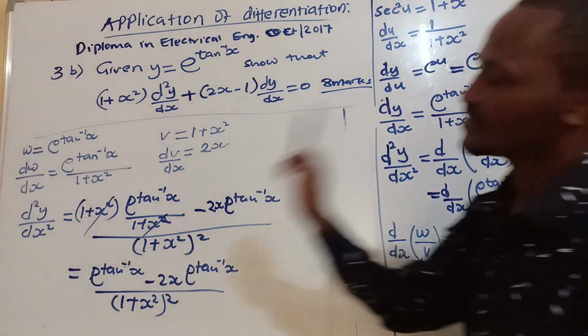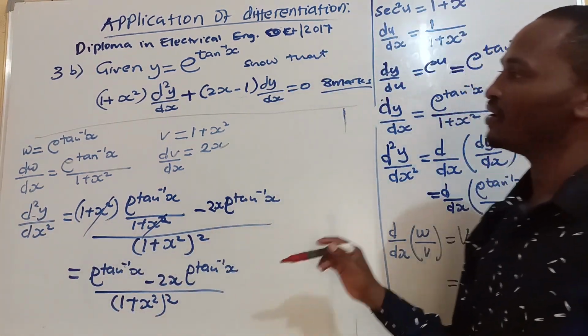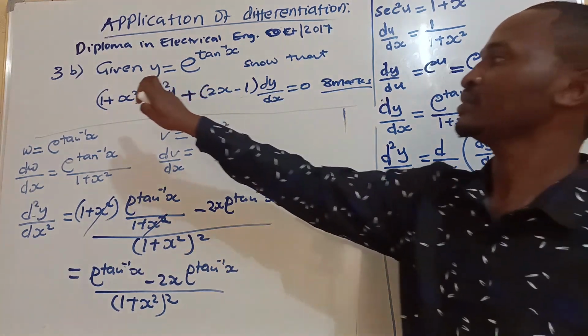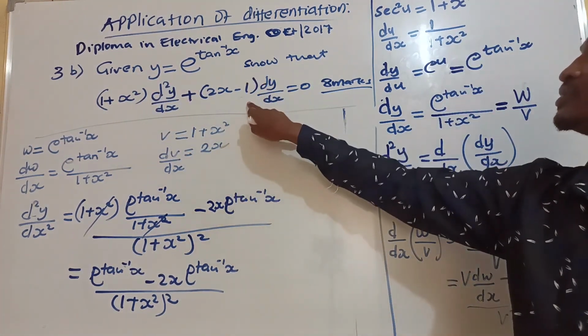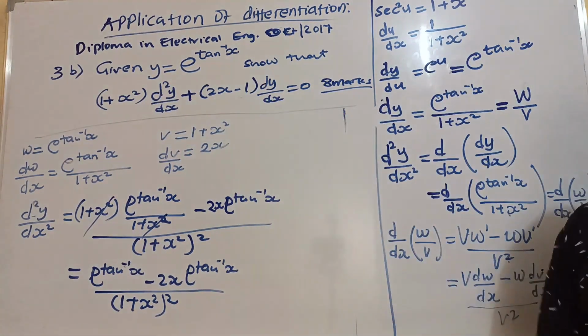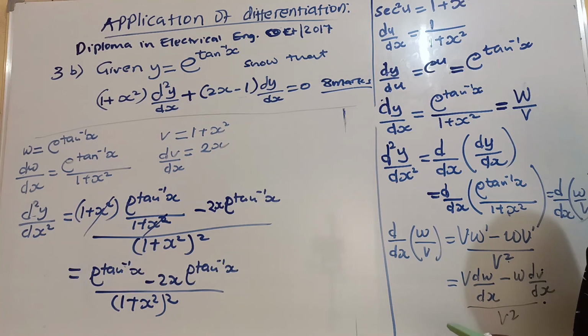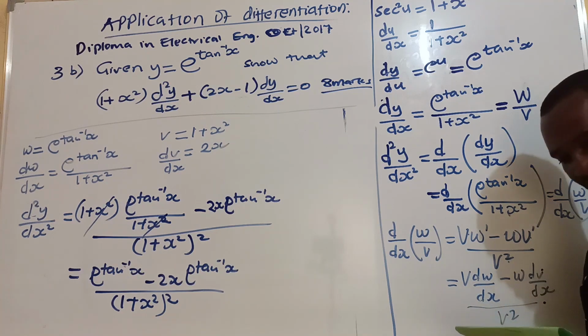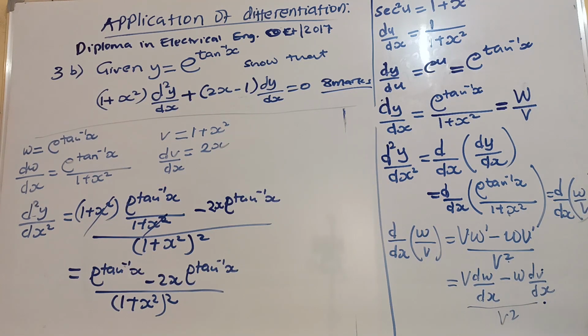This one, our second order derivative, this one. Now what is remaining? Put them in the equation. Check whether that equation will become 0. If the equation becomes 0, then we are sure whatever we have done is the correct thing.